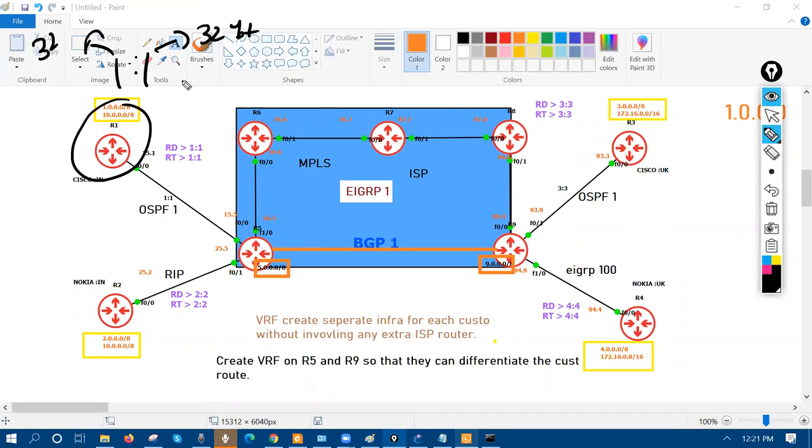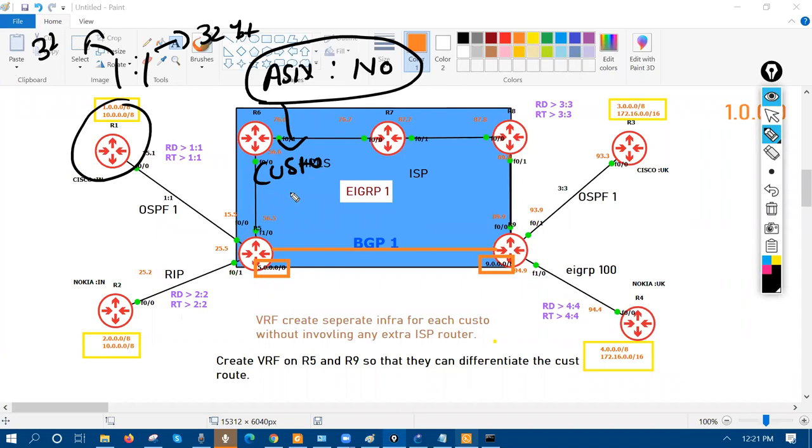This is known as an ASN. The format is ASN number. ASN means what? Customer ASN number, right? And the number means what? Local router number.